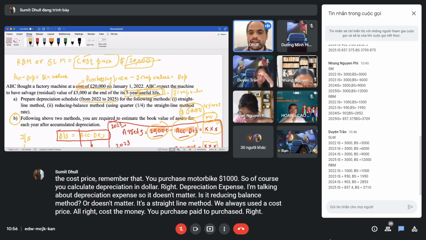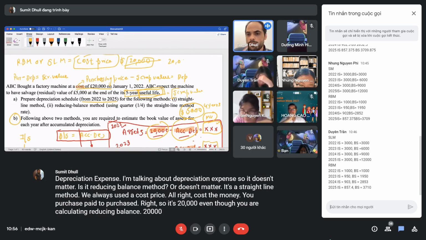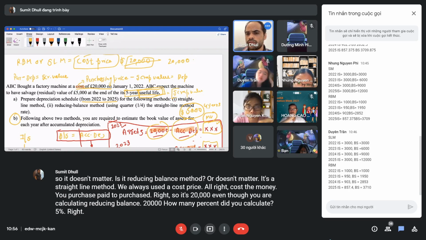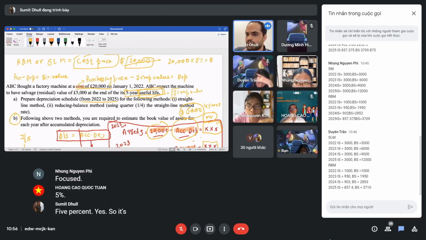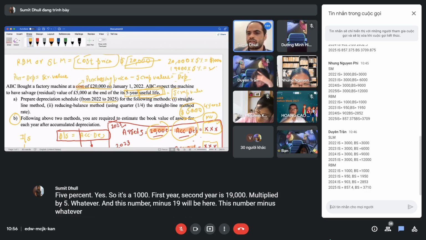All right, so it's 20,000. Even though you are calculating reducing balance, it is 20,000. How many percent did you calculate? 5%, right? What is your reducing balance rate? This is 5%. So it's 1,000 in the first year. The second year is 19,000 multiplied by 5%, whatever. And this number minus whatever is here. So it's 5% and 20,000, right?